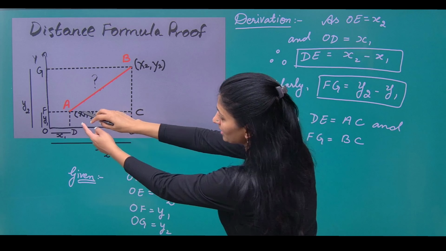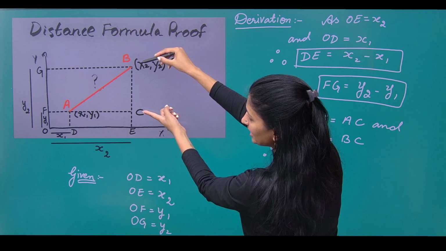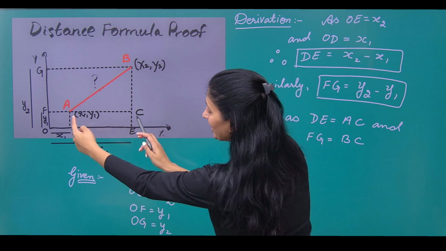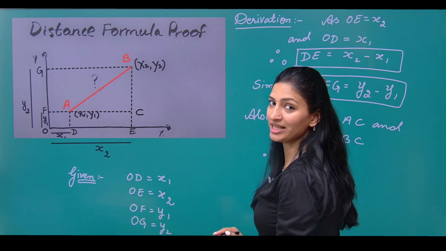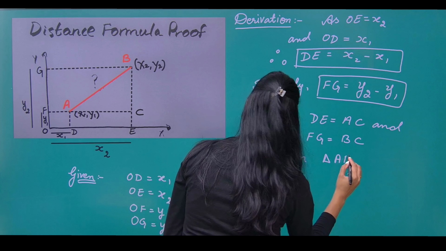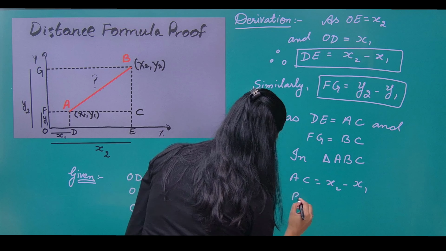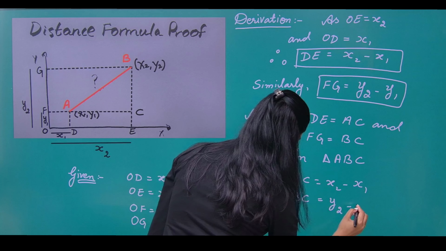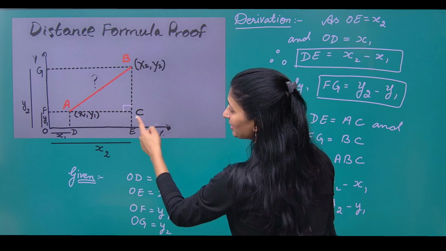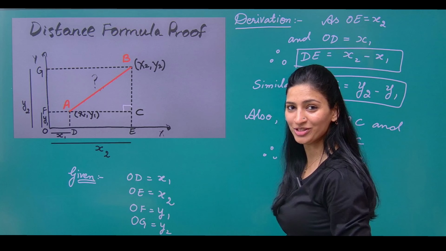Now let's focus on this triangle ABC. So what is happening now? Our BC is y2 minus y1 and AC is x2 minus x1. So let's write down all those things. Now in triangle ABC, angle C is 90 degrees. So we can clearly apply Pythagoras theorem in this.